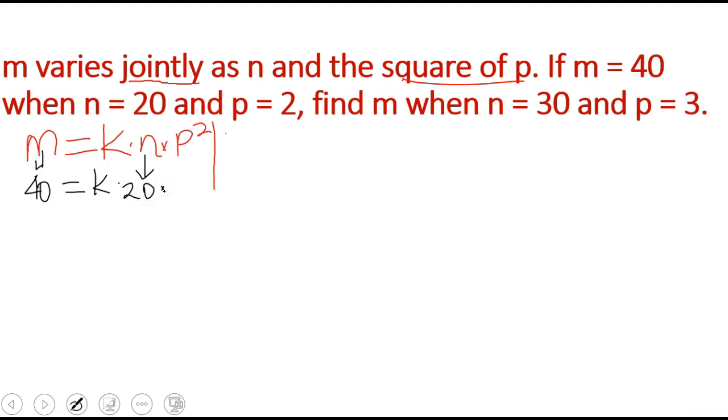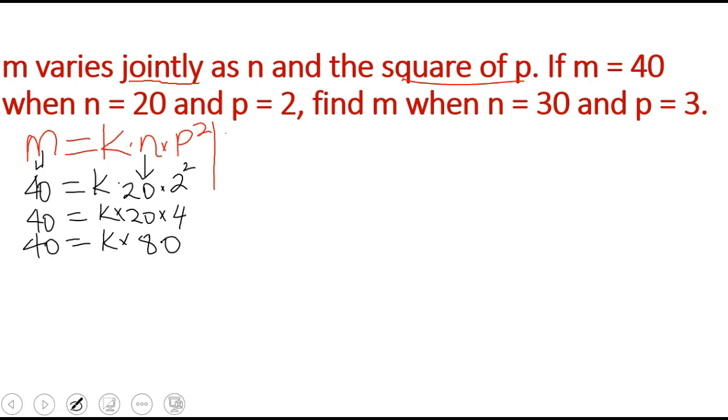And then times P, and P is 2, and P is squared. So it's going to be 2 squared, which is going to be 4. 40 minus K times 20 times 4. And that becomes 40. We are just trying to solve for K now. So 40 times K times 80. 20 times 4 is 80.